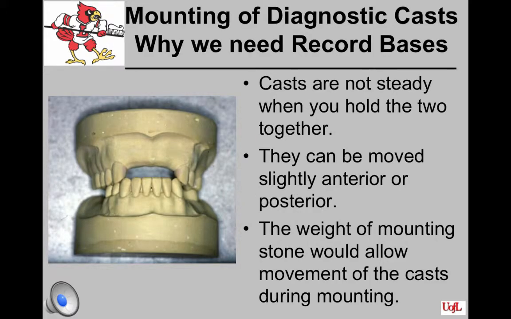Why do we mount diagnostic casts with record bases? First of all, whenever you have two casts that are not steady when you hold them together, they would wobble if you were trying to mount them. If they can be moved slightly anterior or posterior and you don't know which position is the one that is really on your patient, or if you know that the weight of the mounting stone alone is possibly going to cause movement in the cast and distort your occlusion, the best way to mount is with occlusion rims.